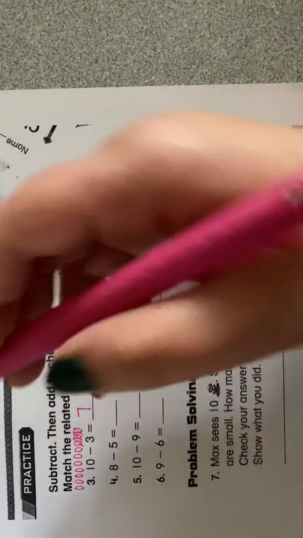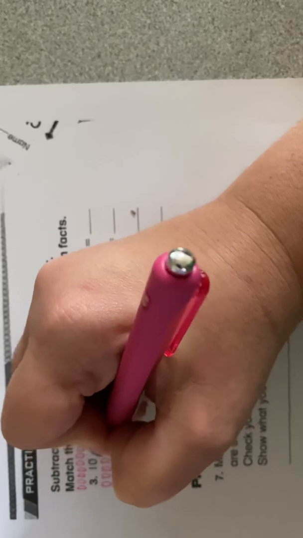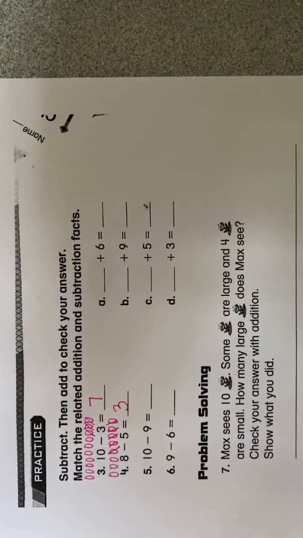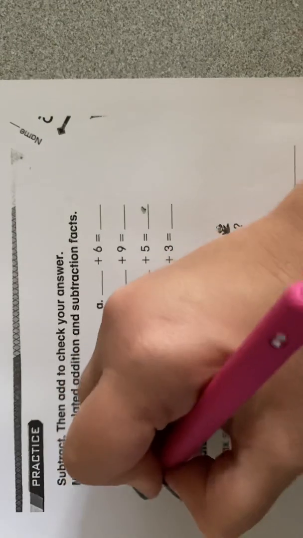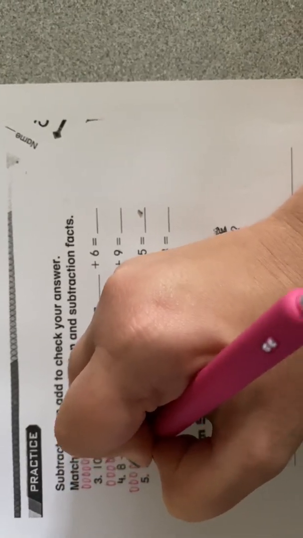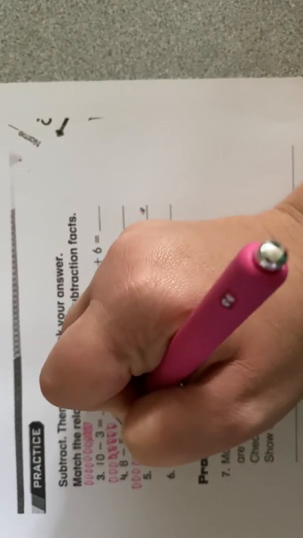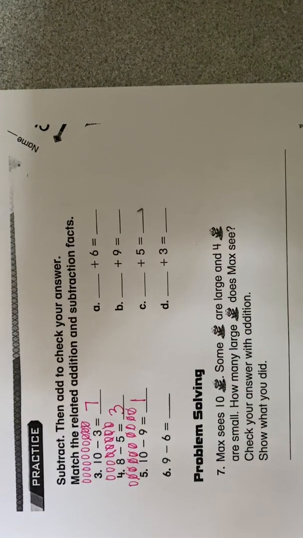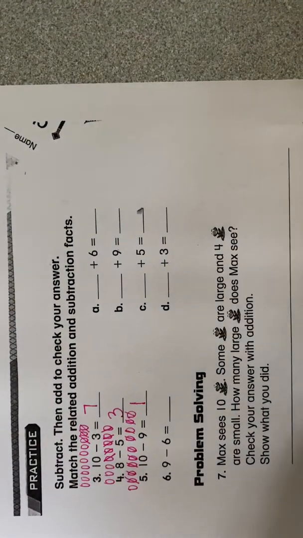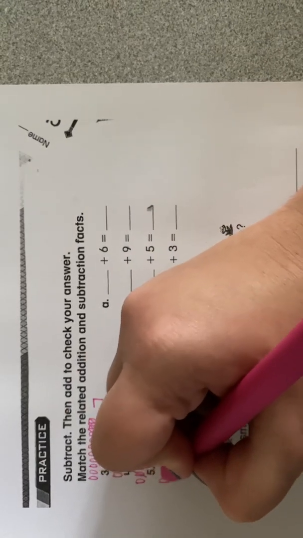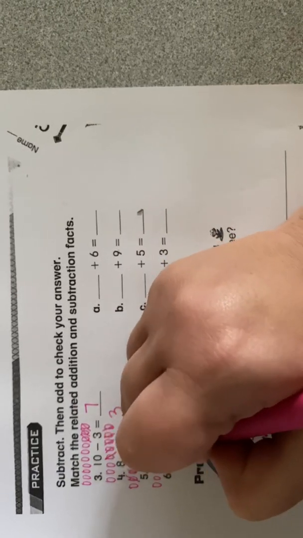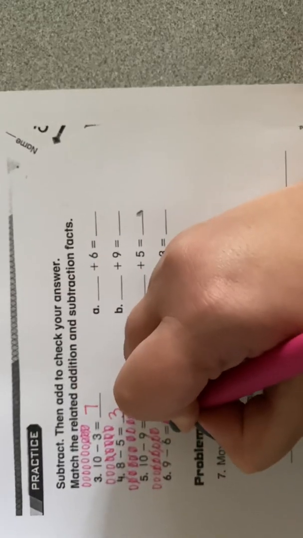8 minus 5. So if I draw 8, 4, 5, 6, 7, 8, take away 5, 3 is my answer. 10 minus 9, so 1, 2, 3, 4, 5, 6, 7, 8, 9, 10. Take away 9, 1 is my answer. Remember to keep your little circles small so you can fit them. 1, 2, 3, 4, 5, 6, 7, 8, 9. Take away 6, 2, 3, 4, 5, 6. Leaves me with 3.